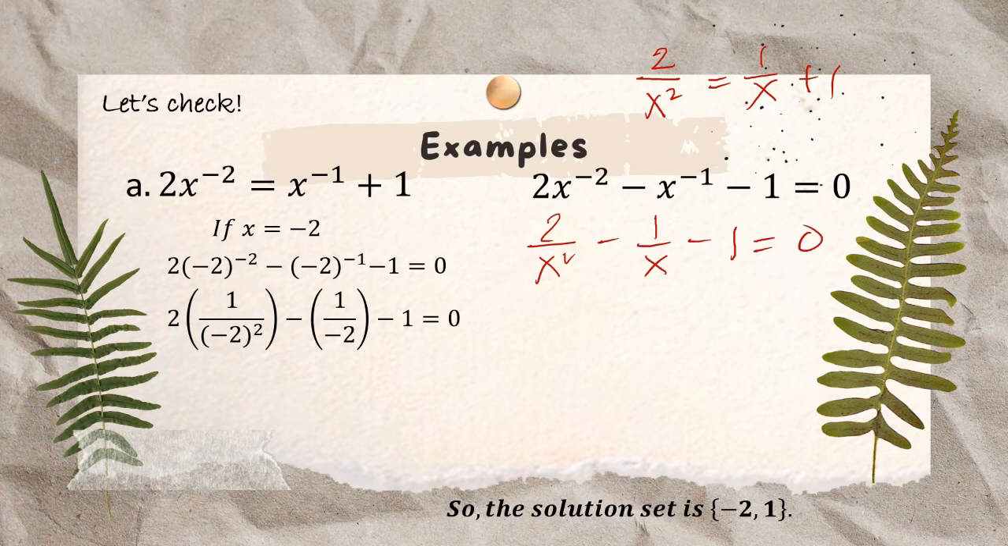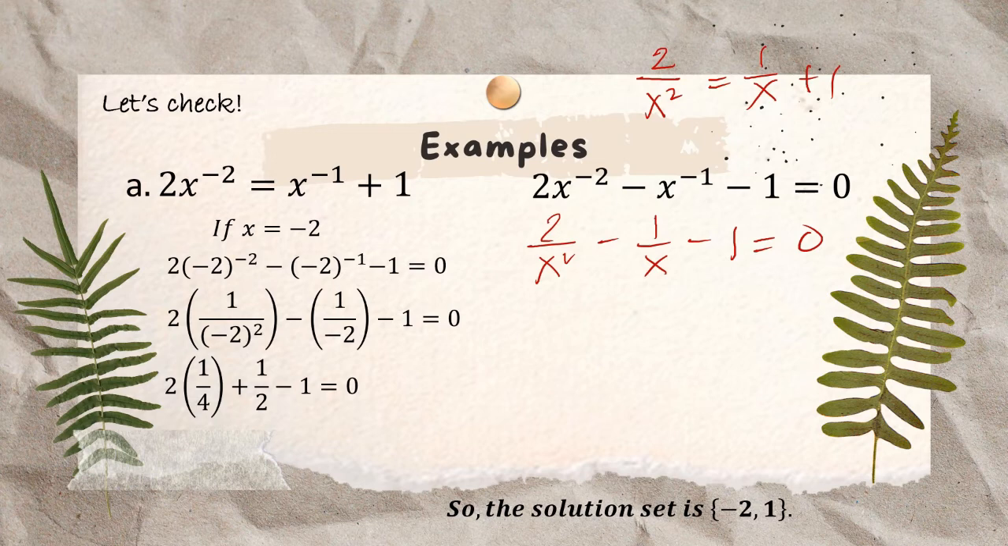Then, it became like this. Since 1 over the quantity of negative 2 squared is equal to 1/4, since negative 2 times negative 2 is positive 4. And then, negative times negative 1/2, since it is negative 2, we will place the negative here.